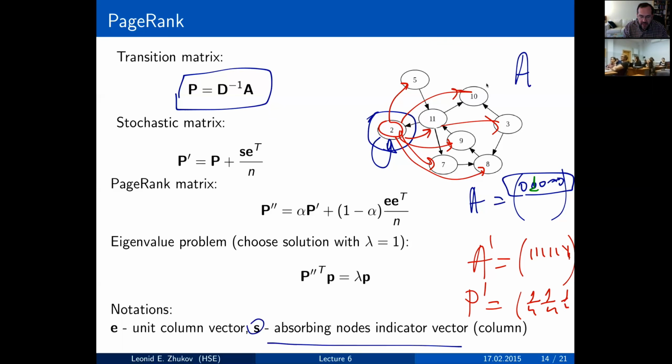So the way to write it is the following. We take our transition matrix and improve it, writing this P prime matrix, by taking this matrix and, for those nodes that do not have out degrees, that is, for those nodes that in the matrix have zero rows, we modify those zero rows by adding 1 over n. And S is an indicator vector.